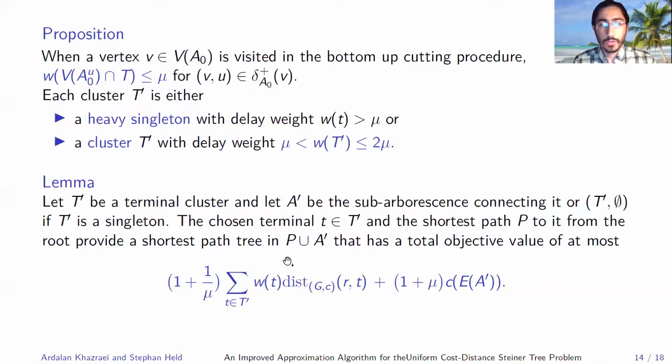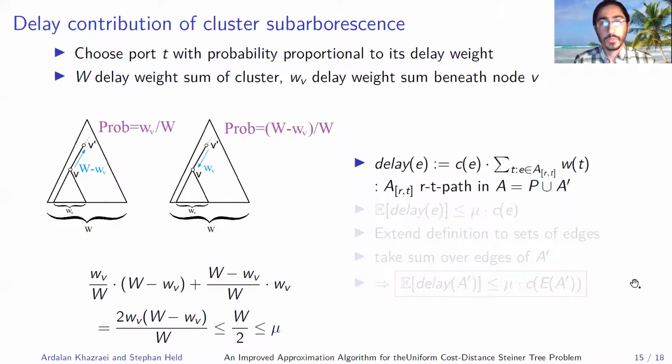We have for the tree obtained by the shortest path union this subarborescence, that its contribution to the objective value will be this expression here: 1 plus mu times the sum of its edge costs, plus a factor of 1 plus 1 over mu times the contribution of a shortest path tree, or weighted sum of distances from the terminals to the root.